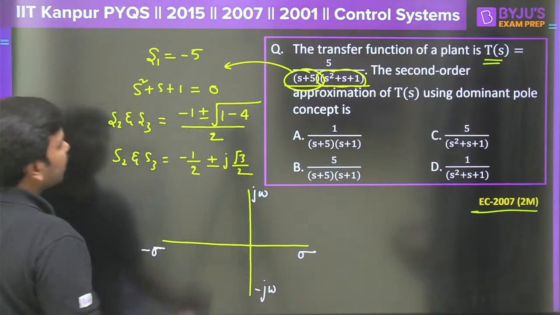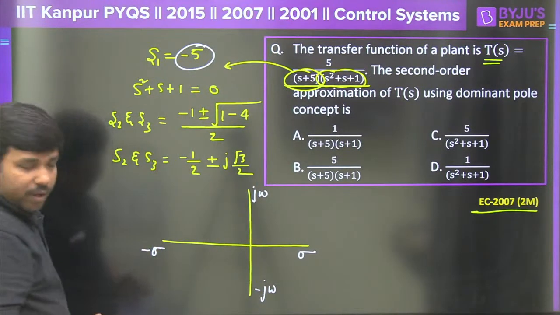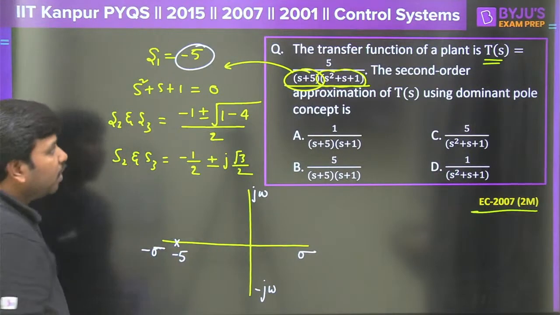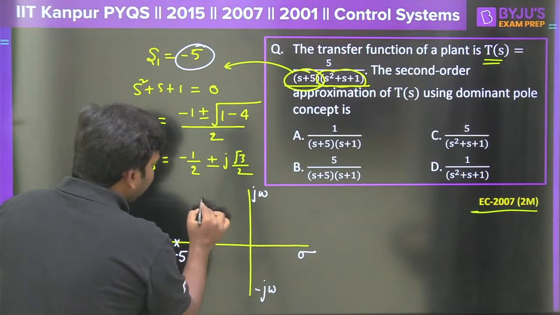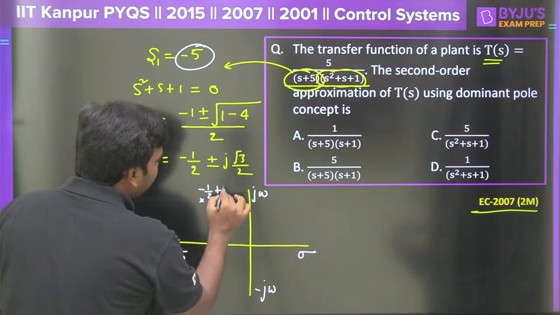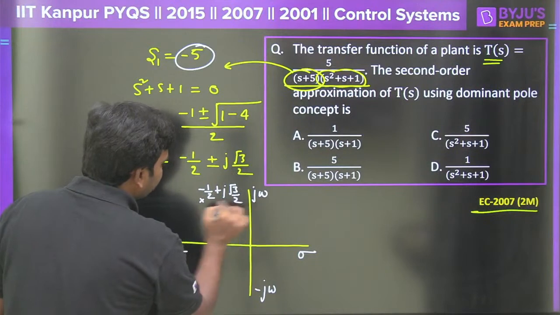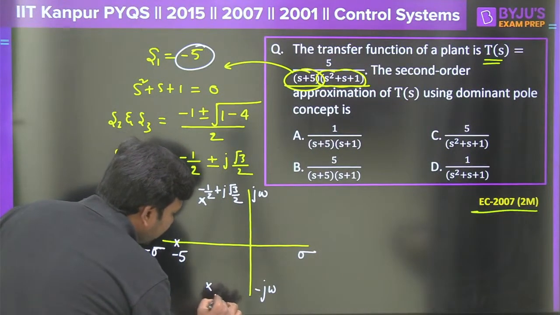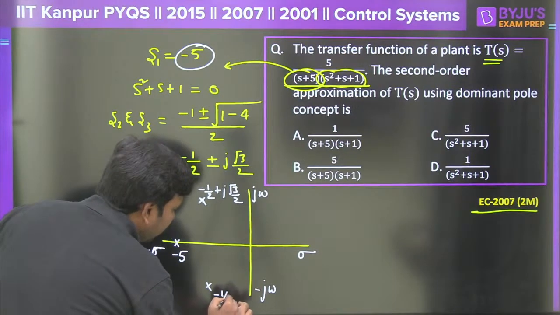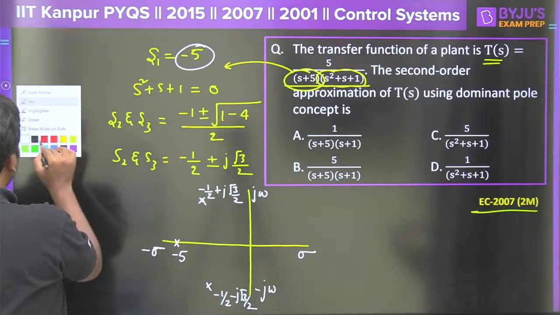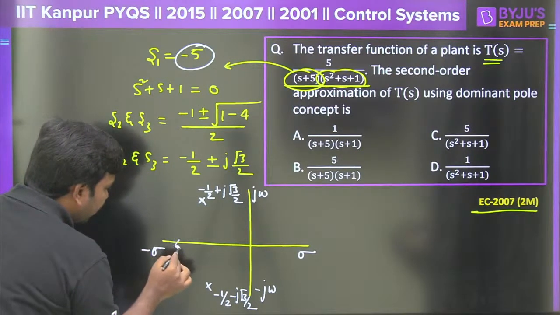Look at that. One pole is at -5, which is very far away from the j omega axis, correct? Where are the other poles? This is going to be -1 by 2 plus j into root 3 by 2. This is one location. And there is another location near the j omega axis, -1 by 2 minus j into root 3 by 2. Clear?